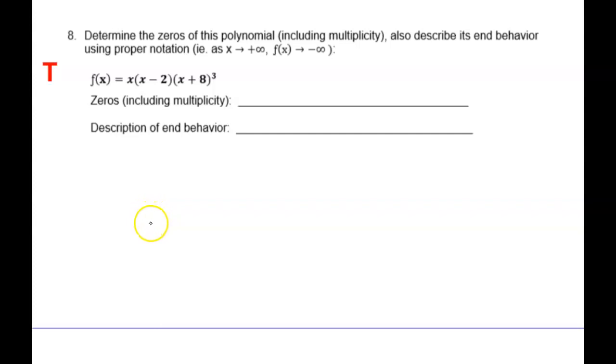Oh, I get so sad when people can't get multiplicity right. Multiplicity is simply the exponent power. What's the only thing with a multiplicity here? Yes, x plus 8. The 0 there is negative 8, and the multiplicity is 3.